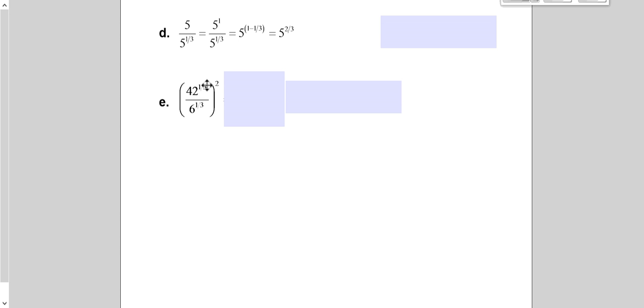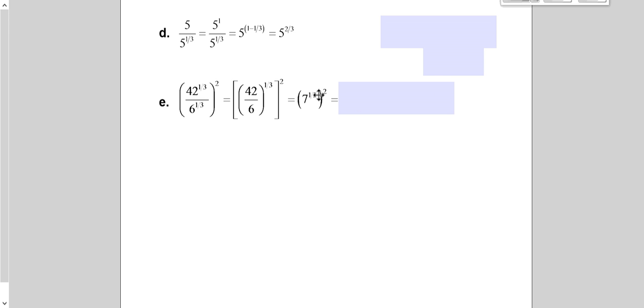Here we have 42 to the 1/3 over 6 to the 1/3. Those exponents match. That means we can put that 42 and 6 together. 42 divided by 6 is 7. So we're going to get a 7 to the 1/3 and then squared. Raising a power to a power, multiply your exponents. 1/3 times 2 is 2/3. And there's your final answer there.